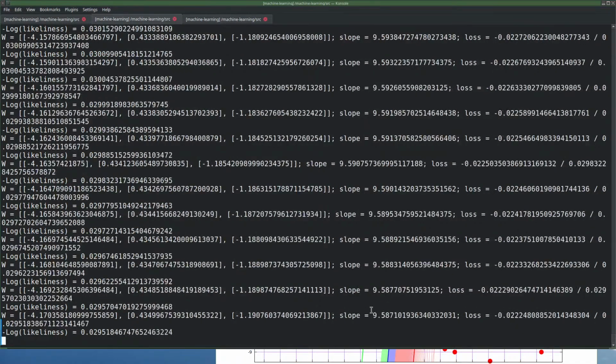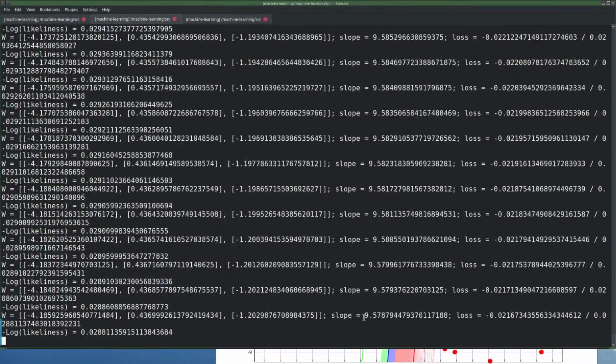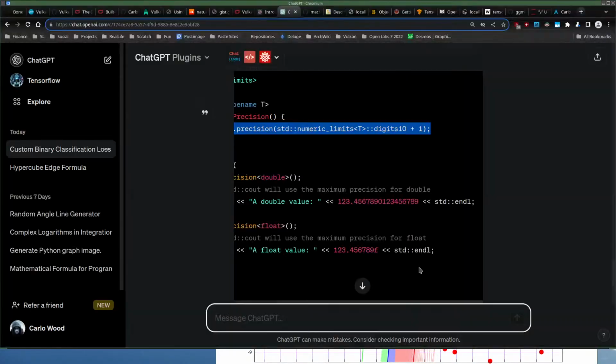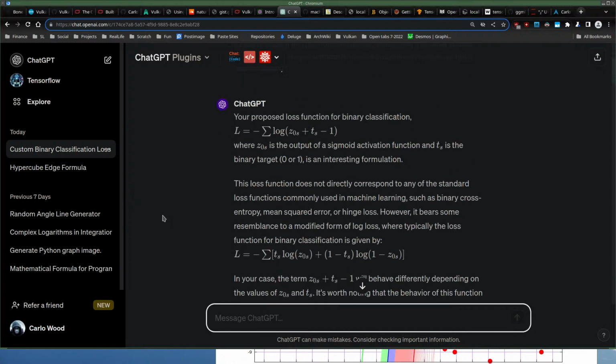So I think this is a loss function that I created where I made a mistake. This is the cross, what the hell, how's it called? Something with cross. The cross entropy. So commonly used in machine learning, such as the binary cross entropy, the mean squared error or hinge loss. Where it bears some resemblance with a modified form of the log loss. So it's something else again, which typically the loss function of the binary classification is given as.